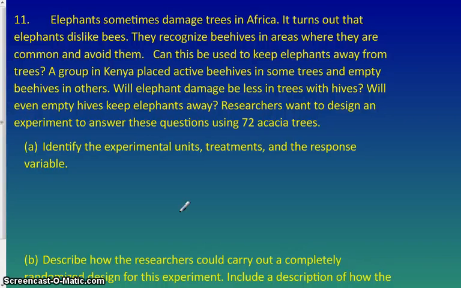All right, so let's go through the free response problems. Elephants sometimes damage trees in Africa. It turns out that elephants dislike bees. They recognize beehives in areas where they're common and avoid them. So could this be used to keep elephants away from trees?